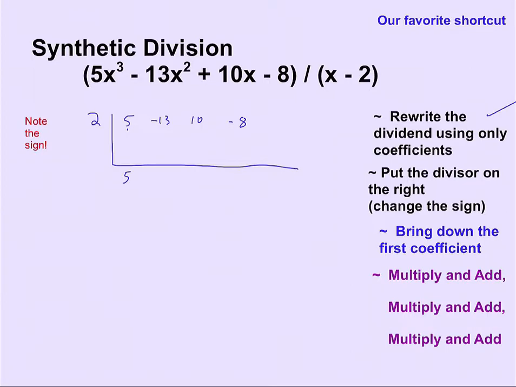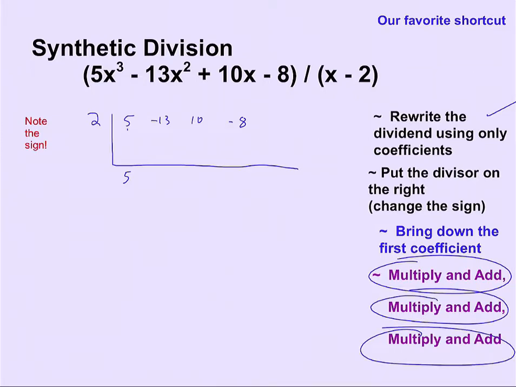Okay. That's our setup. Then to do the actual division itself, I'm going to bring down the 5, and we'll see later on the reason why this happens is because the first division is 5x cubed divided by x, which is 5x squared, so that's why the 5 just comes right down. And then from then on, I'm going to be repeating this: multiply and add, multiply and add. I'm going to multiply the 2 times whatever number I just wrote down. 2 times 5 is 10. And then I'm going to add down the column. Negative 13 and 10 is negative 3.